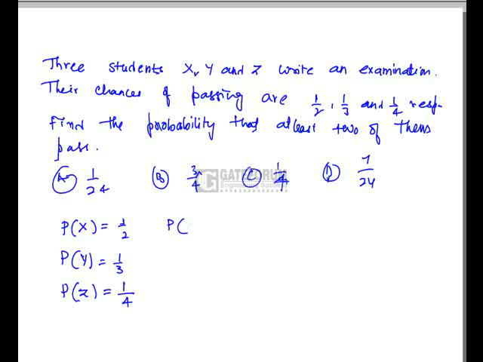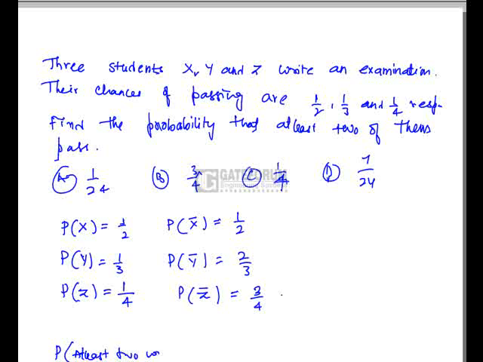Now the probability that x will fail is 1 by 2 again. The probability that y will fail is 2 by 3, and the probability that z will fail is 3 by 4. Now it is asking the probability that at least 2 will pass. That means minimum 2, that is, the probability of 2 passing plus the probability of all the 3 passing.